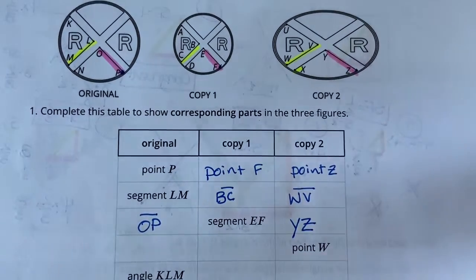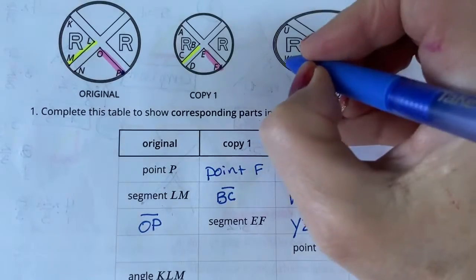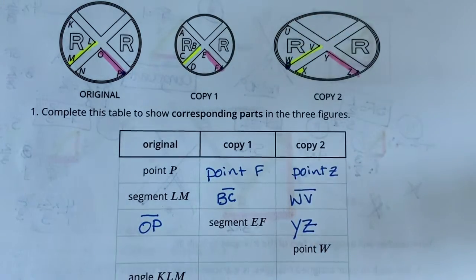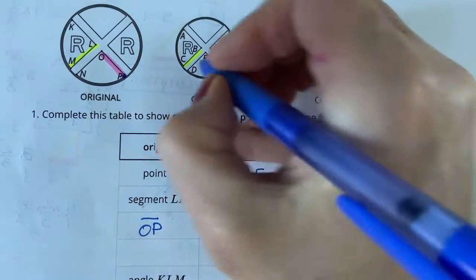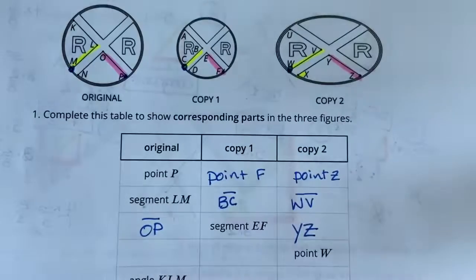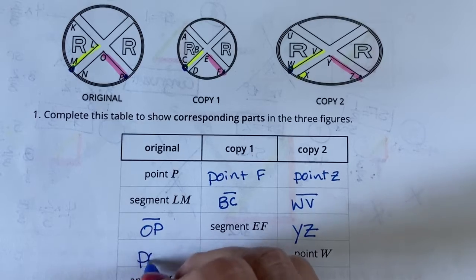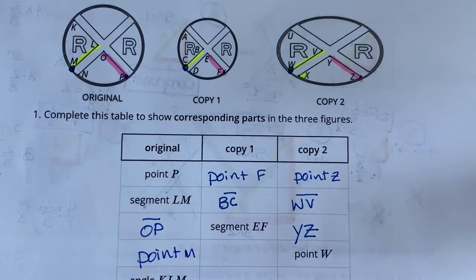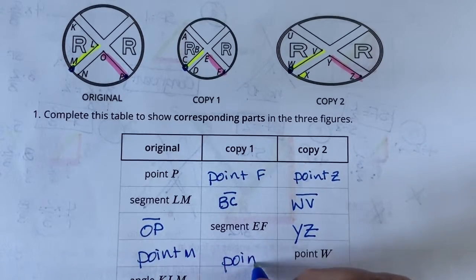So point W on this one would have to match up with point C, and that would have to match up with point M. Okay, so this would be point M, this would be point C.